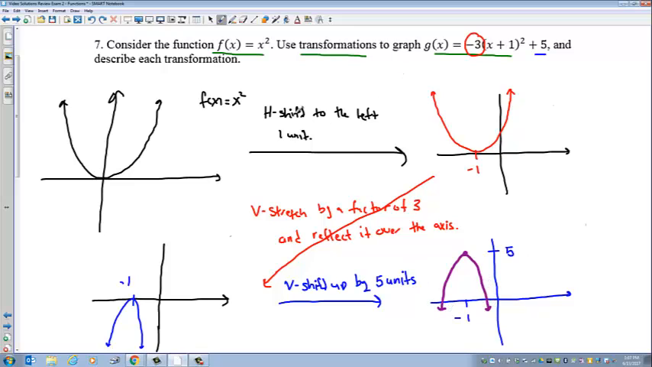And so what we have here is a horizontal shift to the left by 1 unit. So that's the x plus 1 quantity squared. And then over here, we stretch this by a factor of 3 and reflect it over the x-axis. So that's the -3 times x plus 1 quantity squared. And then finally, we shift it up 5 units. And so that's the -3 times x plus 1 quantity squared, and then up by 5 units, so +5. And that's our graph of our g of x.